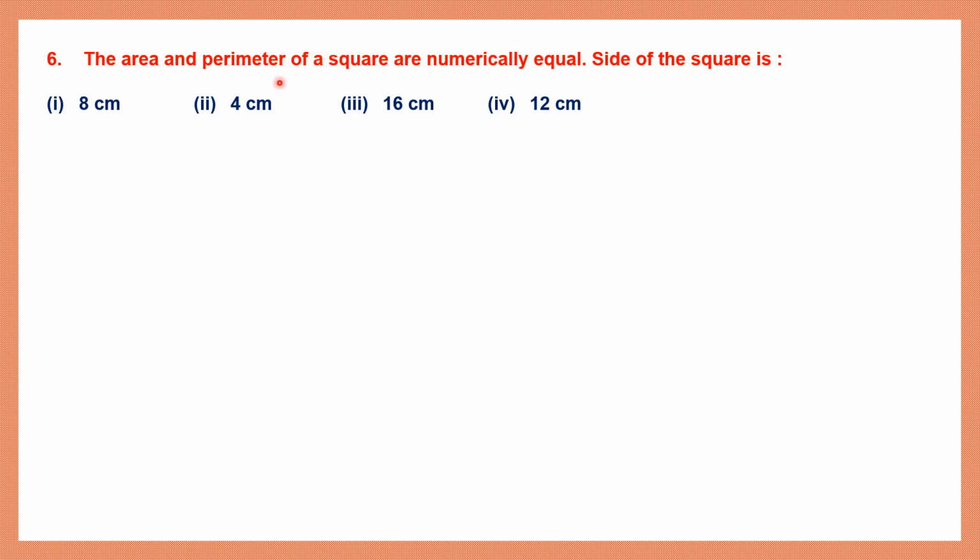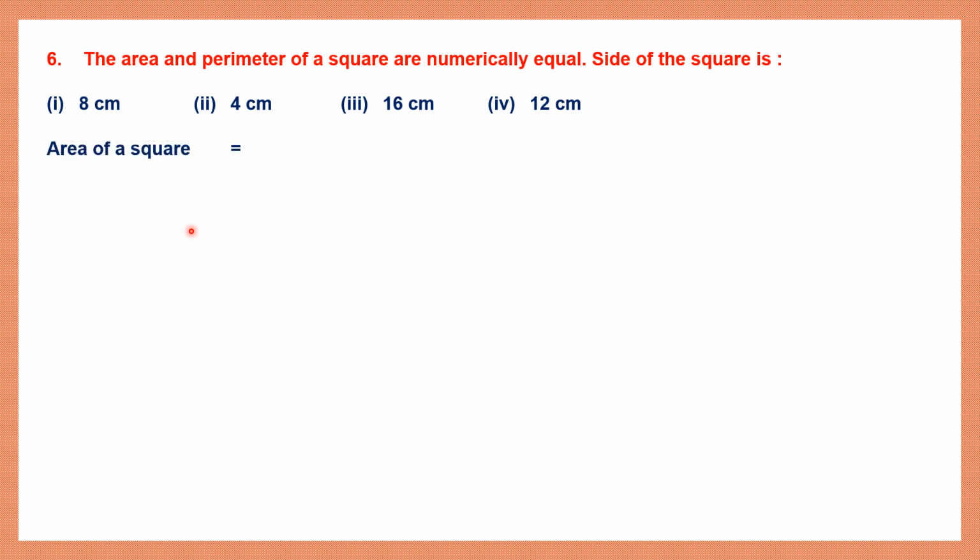Question 6. The area and perimeter of a square are numerically equal. So what is the side of the square? What is the measurement? That is what we need to find out. So here they are saying area and perimeter of a square are equal numerically. No units are given. We're going to use the formula.